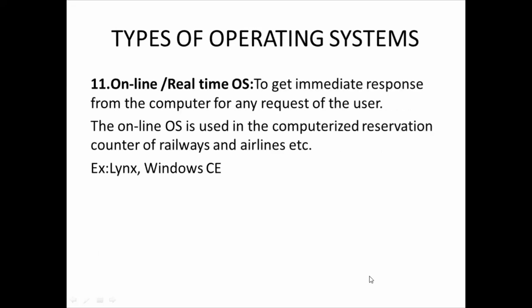All right. Then we have online or real-time operating system, to get immediate response from the computer for any request of the user. At present we are using this online or real-time operating system. It is used for an immediate response, for example in the computerized reservation counters of railways and airlines, etc. Examples are Linux and Windows CE. So here, immediately we get a response from the computer. As soon as a user requests anything, we get the response in no time. Like railway reservations and all are now being done online, and the airlines also.